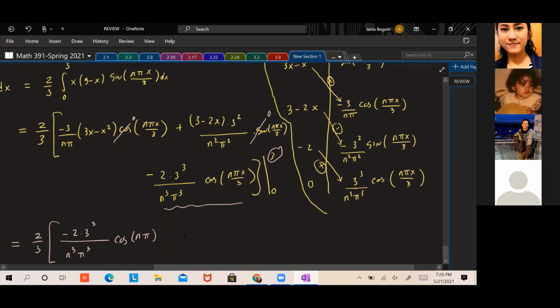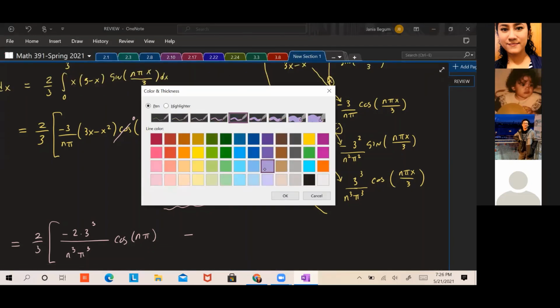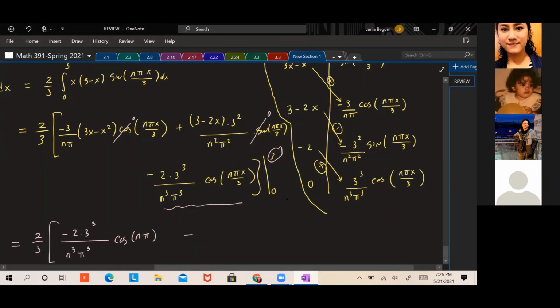Now, minus the bottom limit. When you plug in 0, what happens? Both of the first two expressions are 0, so they go to 0 for the bottom limit. Now what about the third one? That will survive. So we have a plus 2 times 3 cubed over n cubed pi cubed times cosine of 0, which is 1. Okay, that's good, right?